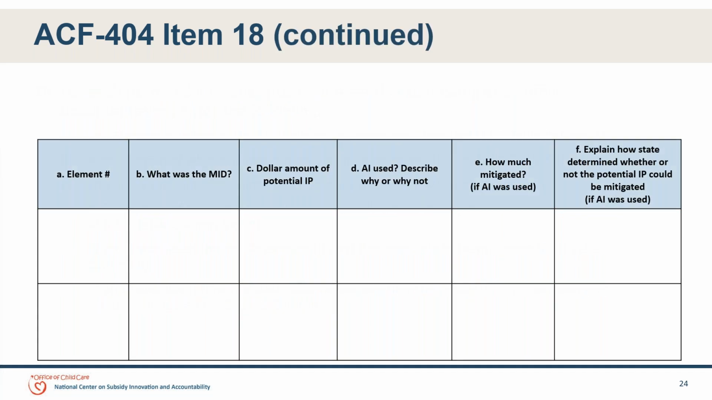All right, so if you had any MID potential improper payment errors, you would have completed a MID table for that case. To complete item 18, you're going to want to gather all of those MID tables and compile that information. Item 18 appears as a table, and there are columns A through F.